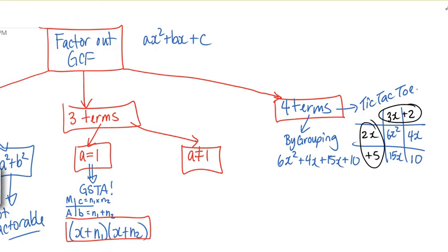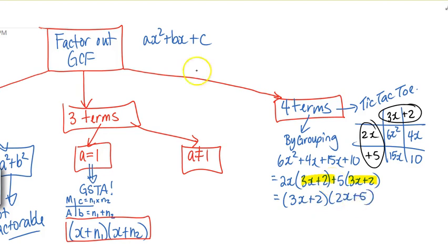But if I were to do it by grouping, let's pull out the 2x, 3x plus 2, and a 5, 3x plus 2. We have, these are the same. Whatever you have highlighted comes to the front. 3x plus 2 and 2x plus 5, which are the same answers as from the tic-tac-toe here and here.